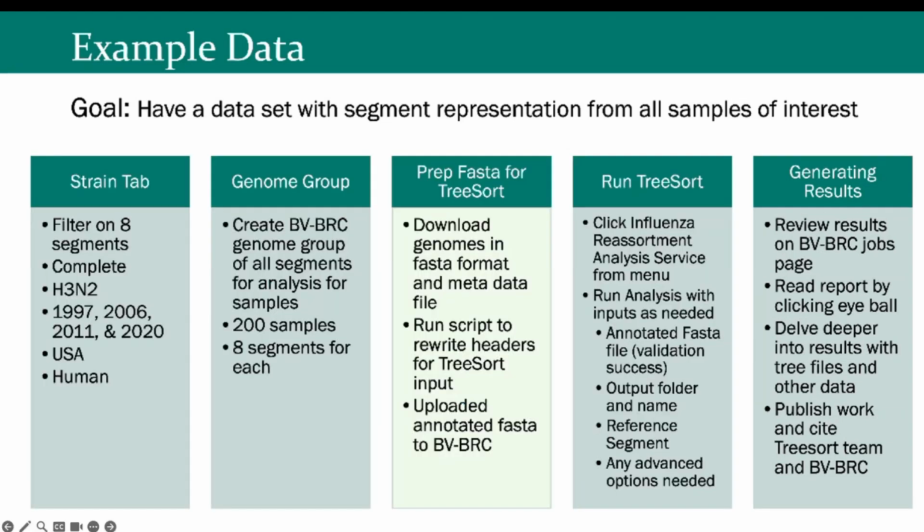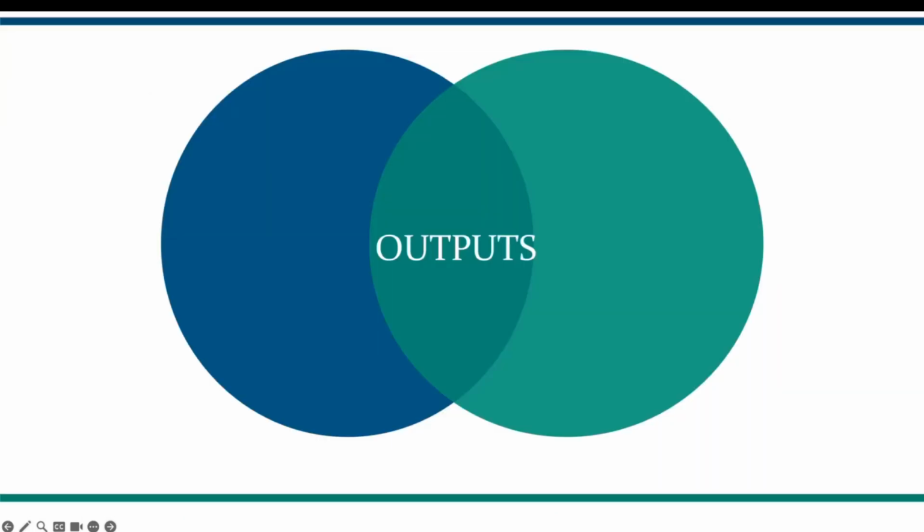So just to recap what we very quickly went over: we started with the strain tab, generated a data set, turned that data set into a genome group, turned that genome group into a FASTA file ready for TreeSort, ran TreeSort, and then generated results. Next we'll talk about what those results look like.